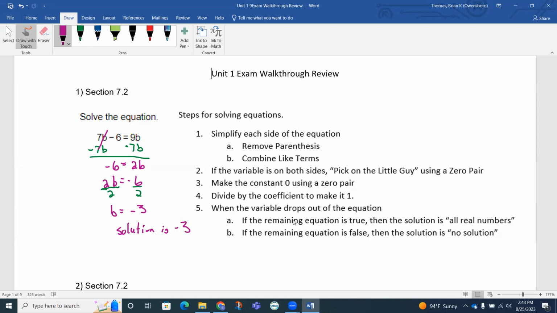So we didn't have to worry about step 5, really even step 3. There wasn't a constant. And step 5 says when the variable drops out of the equation, follow these steps. Well, the variable didn't drop out of the equation, so it's still here.